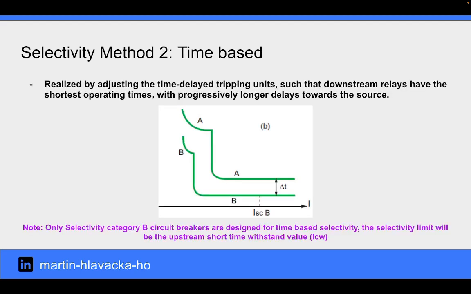The second selectivity method is time-based, which is implemented by adjusting the time delay tripping units such that downstream relays have the shortest operating times with progressively longer delays toward the source. As is shown in this two-level arrangement, upstream circuit breaker A is delayed sufficiently to ensure total selectivity with circuit breaker B. Remember that only selectivity category B circuit breakers are designed for time-based selectivity. The selectivity limit will be the upstream short time withstand value.